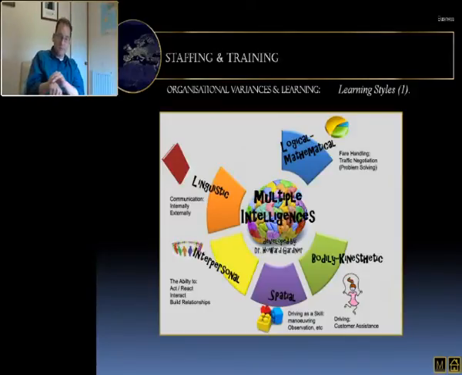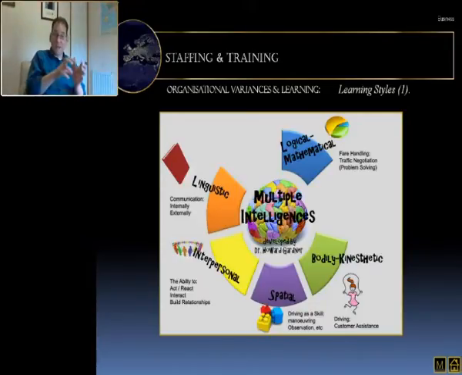remove 2 of the parts. This one I've styled around driving, around drivers, whether it be public service or truck drivers, and so on and so forth. Effectively, logical and mathematical. In the case of public services, fare handling, traffic negotiation and problem solving. Bodily kinesthetic, driving, customer assistance. Driving in itself is a physically active requirement. Customer assistance, which is where your manual handling comes in. Somebody takes a fall, are you able to assist? If so, how do you assist?